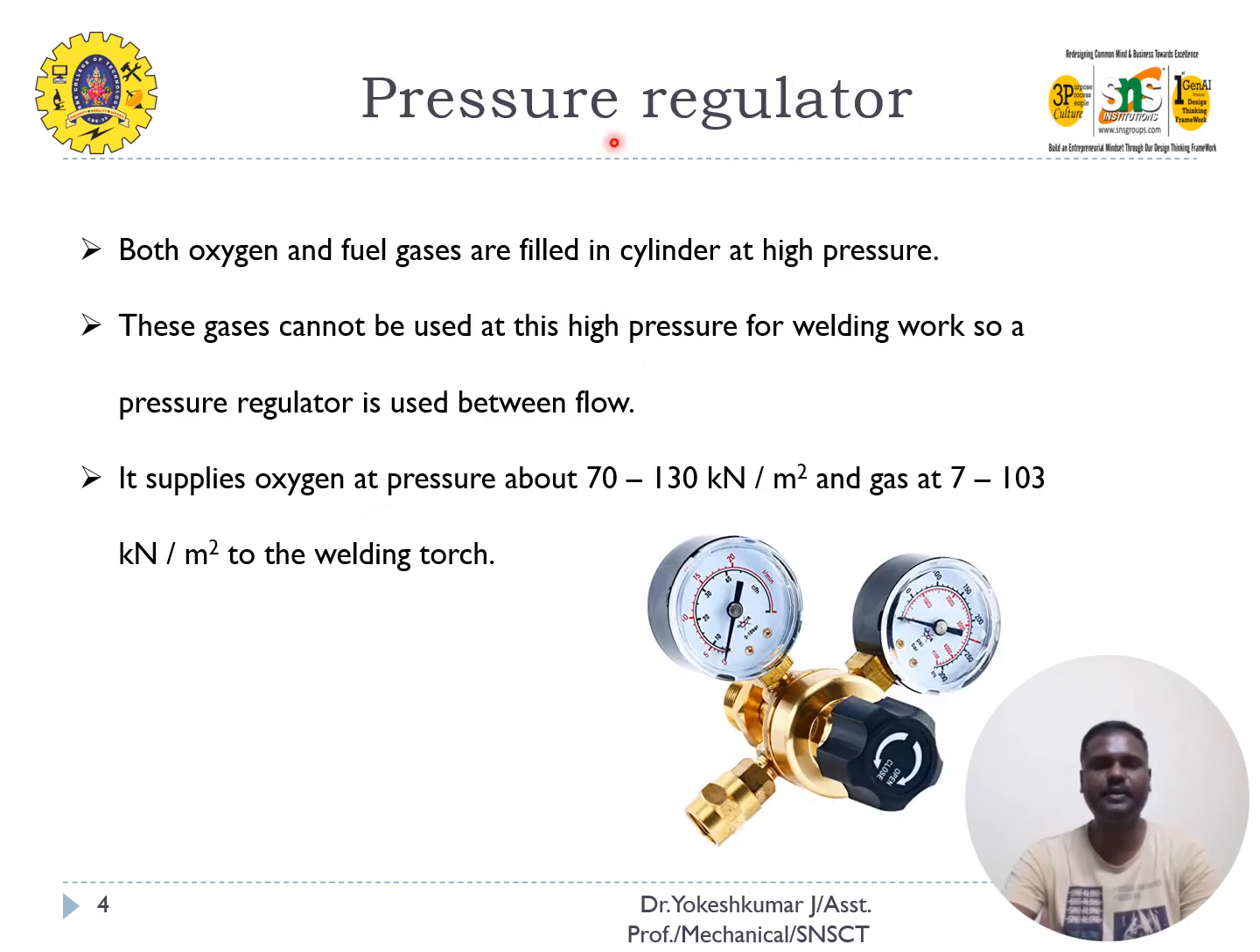And the second important equipment is a pressure regulator. Here you can see two gauges. One gauge is used to measure the pressure, and another gauge is used to measure the flow rate.